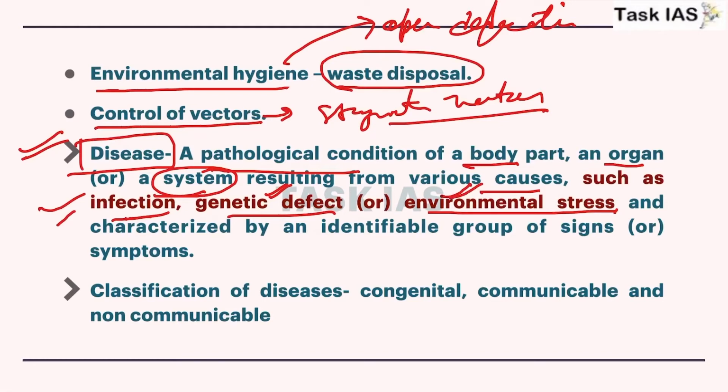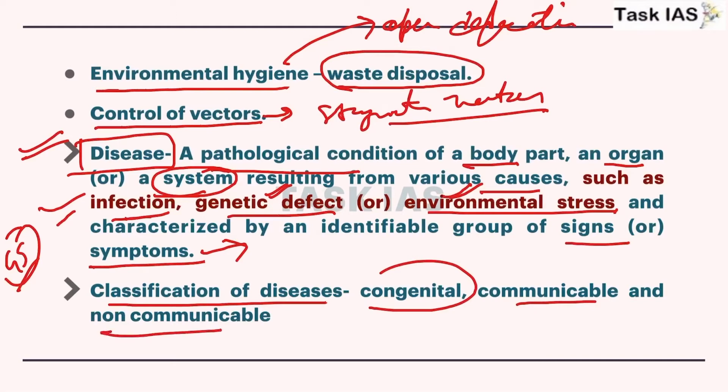This disease is characterized by some signs or symptoms, because every disease will have an incubation period, after which symptoms will appear. Now, classification of disease. Here you have to relate your GS knowledge in your optional. For example, congenital, communicable and non-communicable.